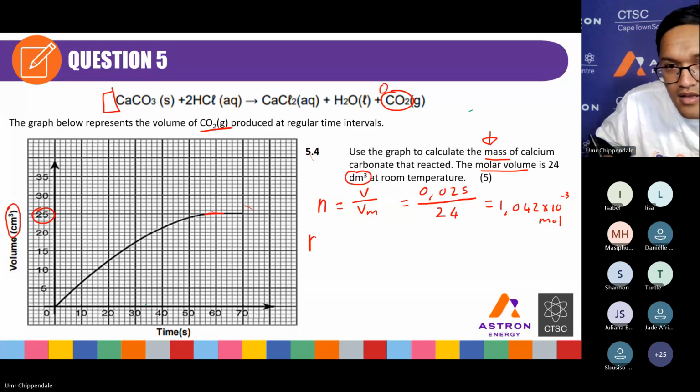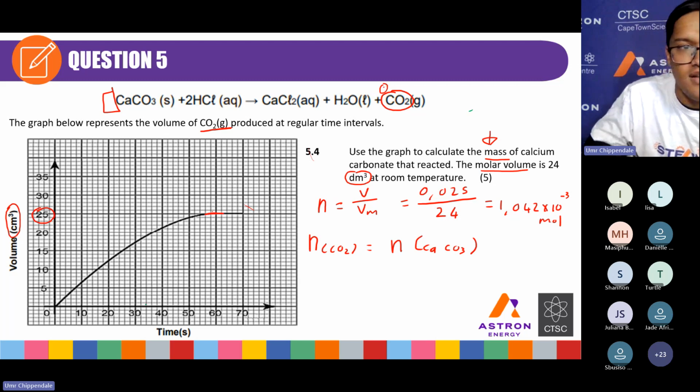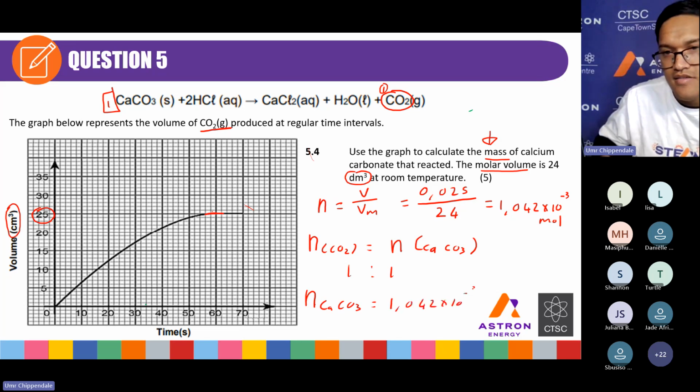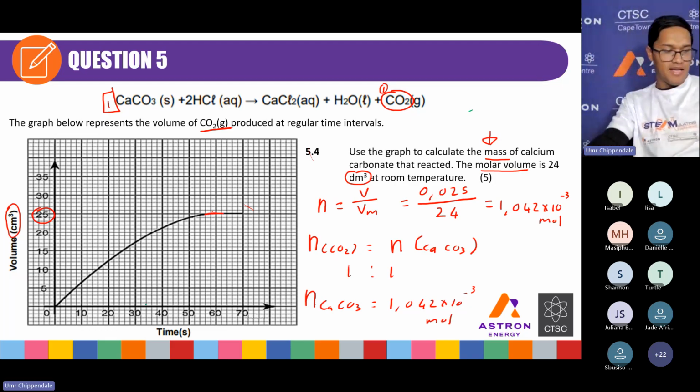So we can basically say that, marker, here we go. The number of moles of carbon dioxide is going to be equal to the number of moles of our calcium carbonate, CaCO3. So what is this? Well, there's a 1 in front of this and a 1 in front of that. So it's a 1-to-1 ratio. Therefore, the number of moles of your calcium carbonate is also equal to 1.042 times 10 to the negative 3 moles. Remember, you can put the moles next to it. I just don't have space on both of those. That's why I'm putting it underneath.